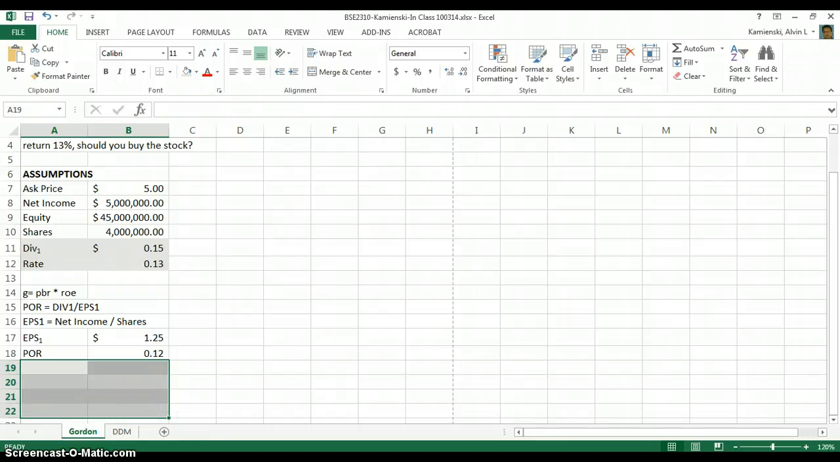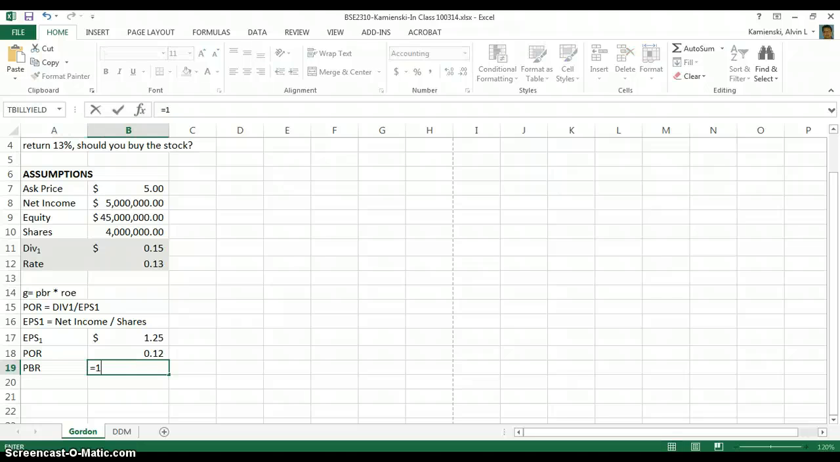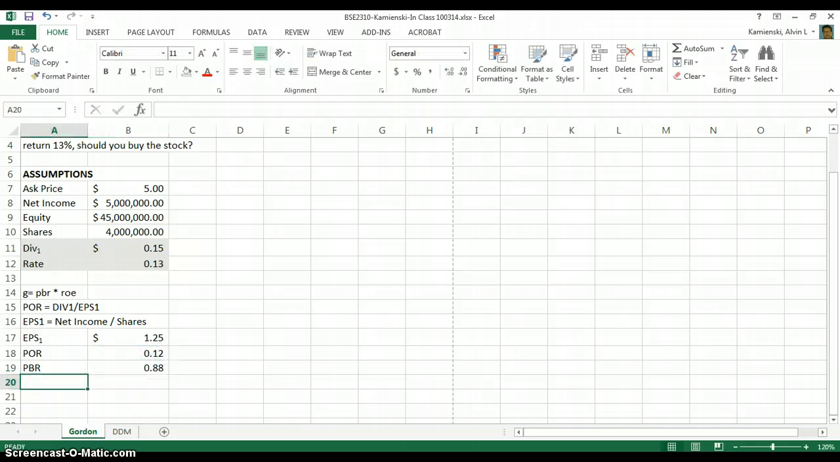If then we have payout ratio of 12%, we can easily get to plowback ratio as being equal to 1 minus payout, indicating that when you have earnings, all you can do is either pay out or plow back. So we have a plowback of 88%. Well, we know that G equals plowback times return on equity. So now all we're missing is a return on equity figure.